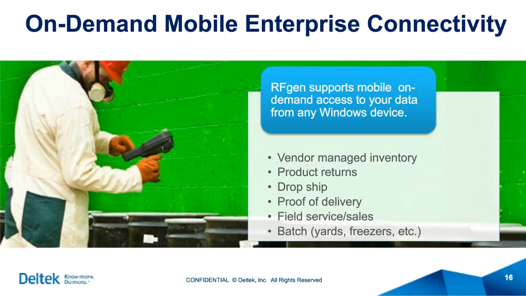The type of operations you'll see people performing in offline or on-demand activities are things like vendor-managed inventory, product returns, drop ship, proof of delivery, field service, or a batch environment where I have inventory outside the four walls in yards or freezers, somewhere where I don't have access points.